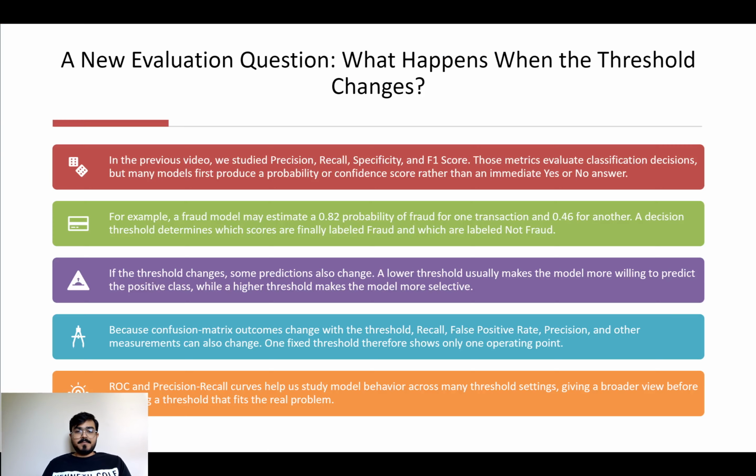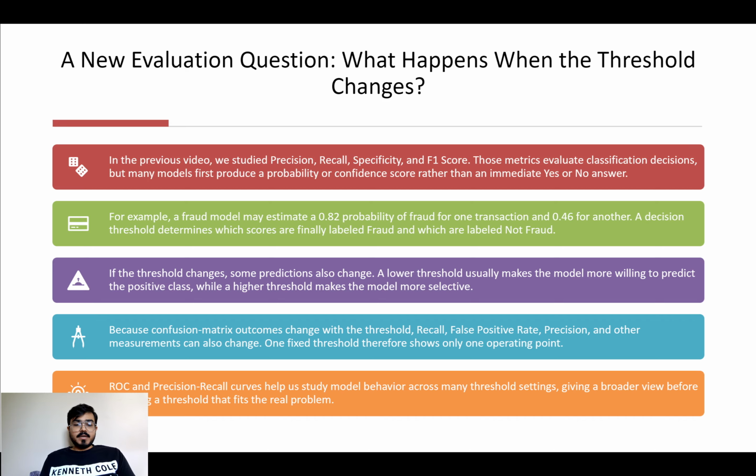So let's begin. In our previous video, we evaluated the model using metrics such as recall, precision, specificity, and F1 score. These metrics are calculated after the model has already made its final predictions. However, many machine learning models do not immediately predict yes or no. Instead, they first calculate a probability score.